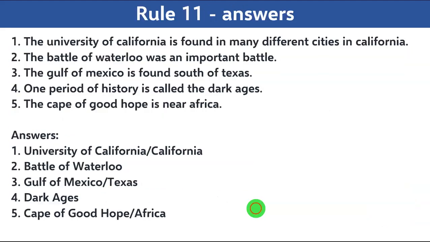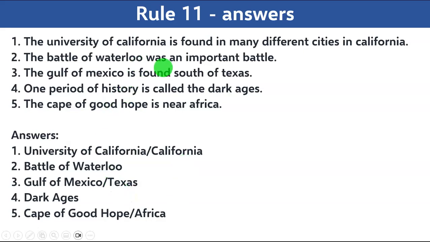All right, time up. Let us look at the answers. Number 1, University of California. U and C will be capitalized. Of will not be capitalized because it is a preposition. California will be capitalized. It is the name of a city.